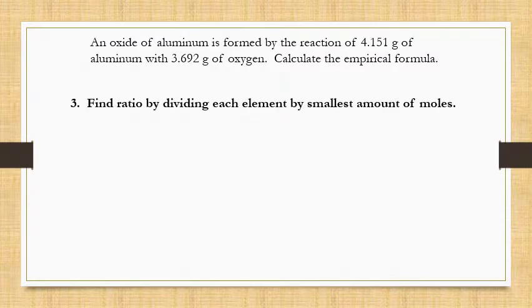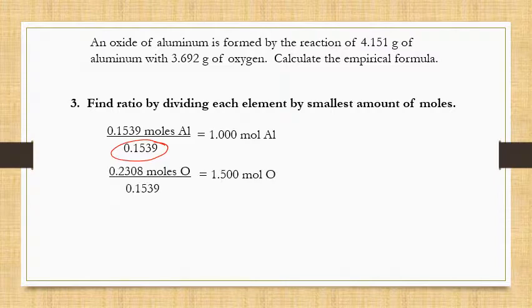So now you've got to find the ratio by dividing each element by the smallest number of moles. So in this example, 0.1539 was the smallest number. So you have 1 mole of aluminium and 1.5 moles of oxygen if you divide both those moles by the smallest number. Okay. So now you have a ratio. It's basically your ratio is going to be 1 mole of aluminium to 1.5 moles of oxygen.